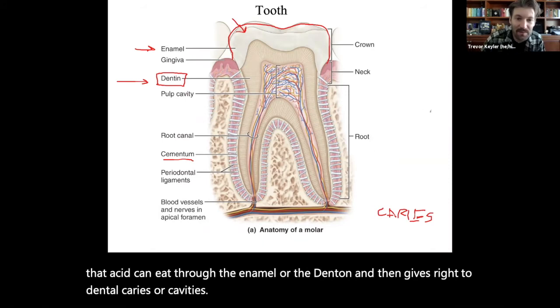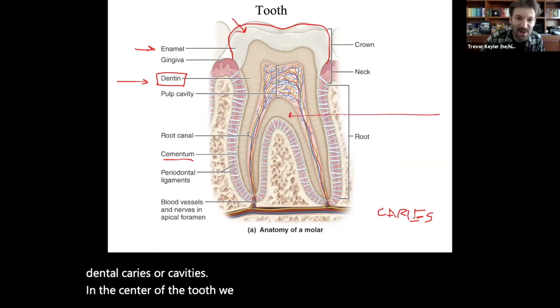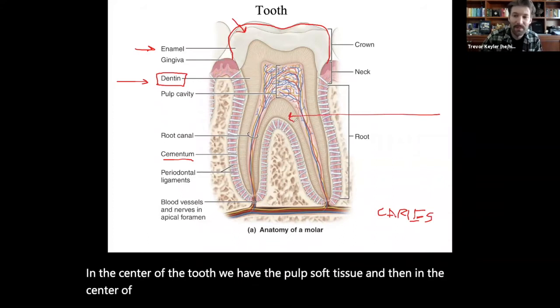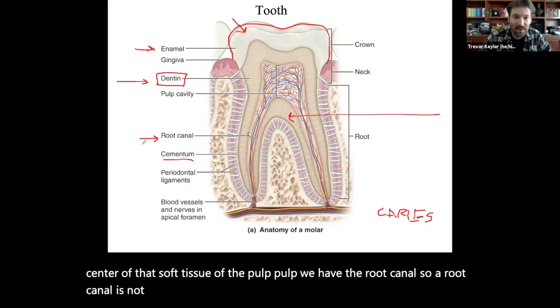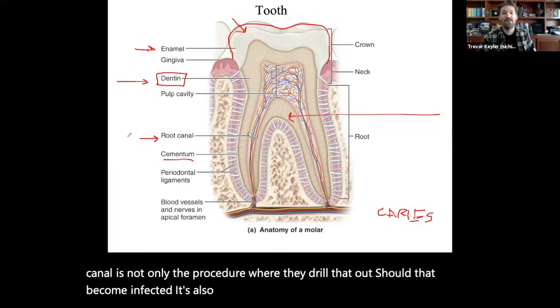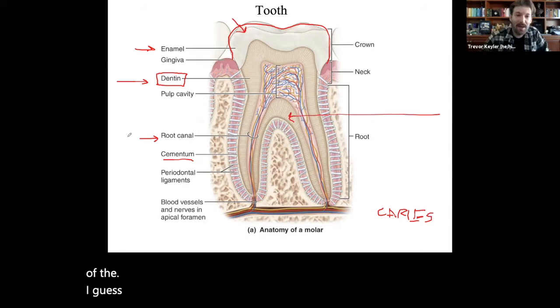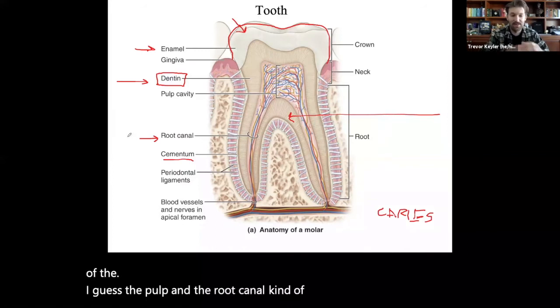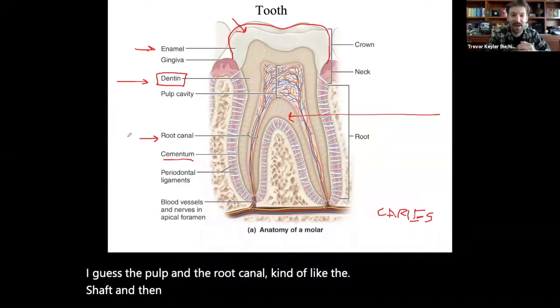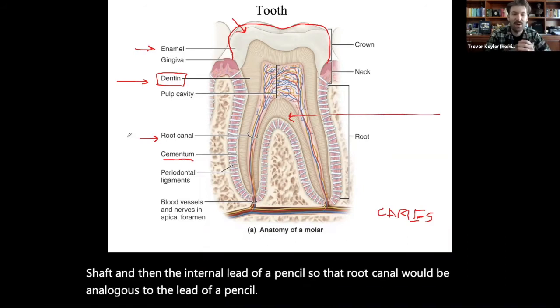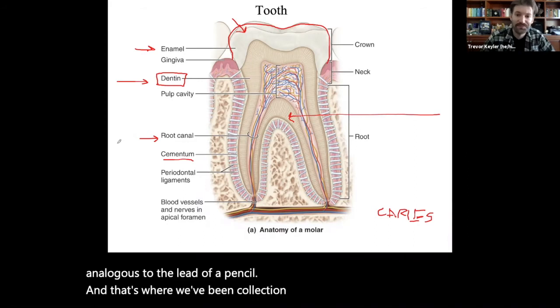In the center of the tooth, we have the pulp. It's a soft tissue. And then in the center of that soft tissue of the pulp, we have the root canal. So a root canal is not only the procedure where they drill that out should that become infected, it's also an anatomical part of your tooth. And you can think of the pulp and the root canal kind of like the shaft and then the internal lead of a pencil. So that root canal would be analogous to the lead of a pencil. And that's where we have a big collection of nerves.